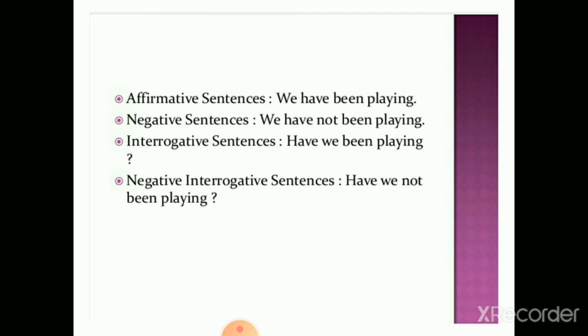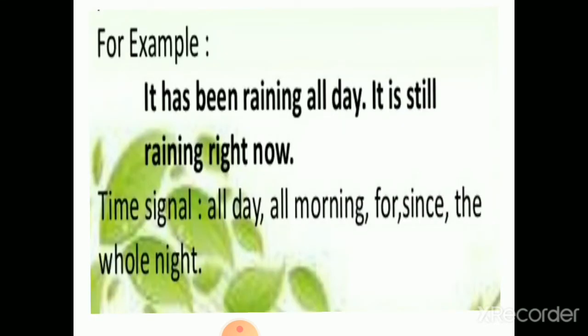We have been playing, we have not been playing, have we been playing, and have we not been playing. So let's take an example. It has been raining all day. It is still raining right now. Time signals: all day, all morning, for, since, the whole night.